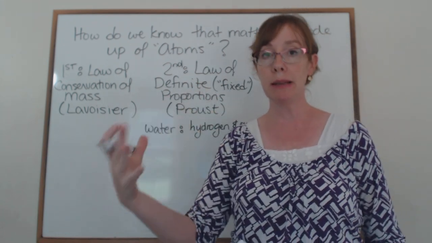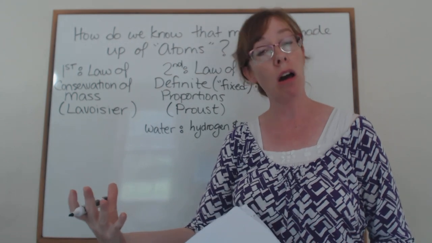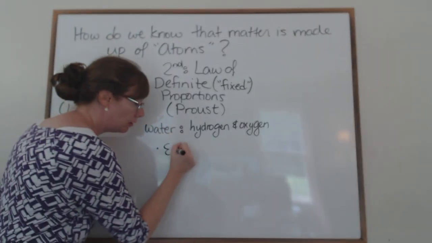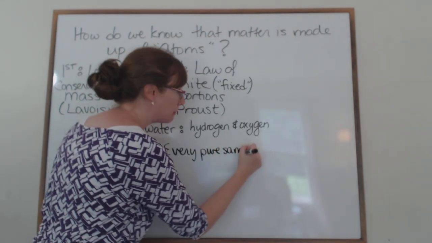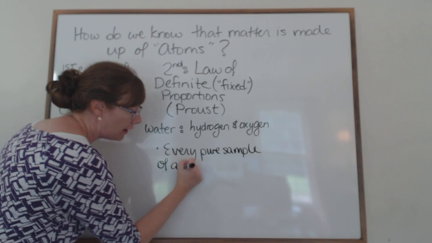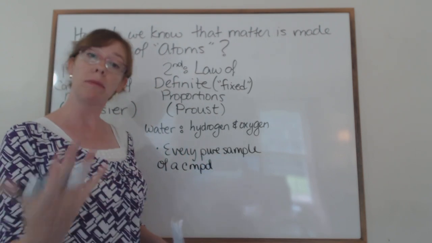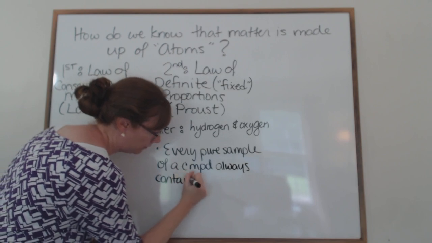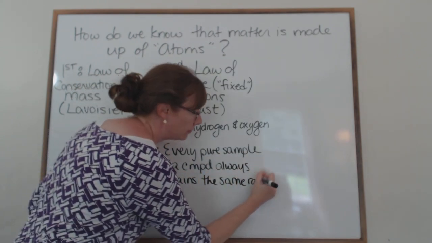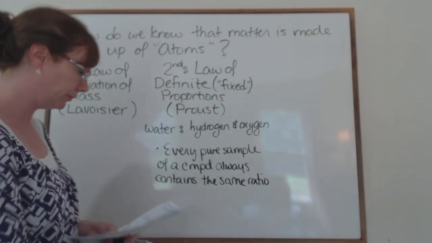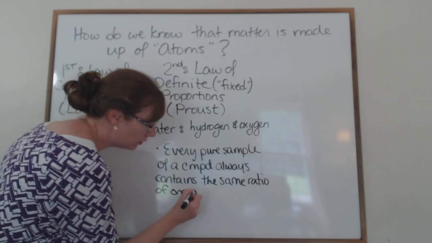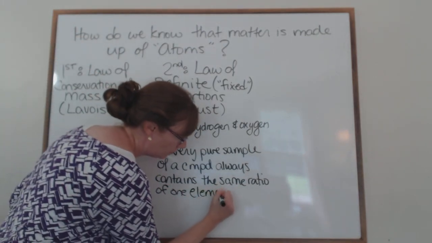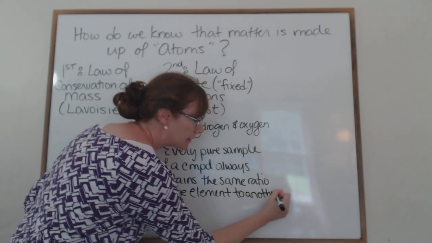What Proust did was he did some mathematical quantitative experiments on elements, and what he found was, let me go ahead and just give you the finding. What he found was that every pure sample, so as long as it's pure water, every pure sample of a compound, no matter where he got it from, no matter how much he started with, always contains the same ratio of one element to another by mass.